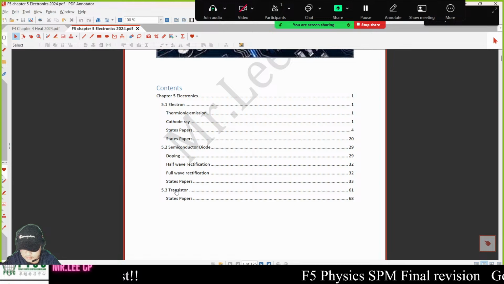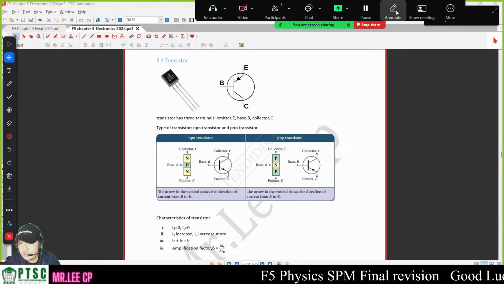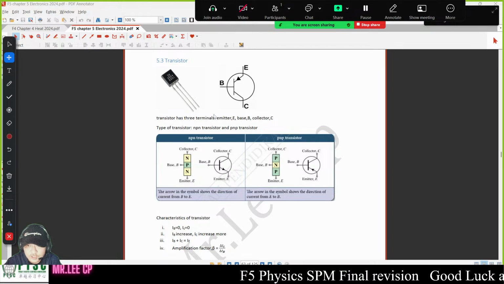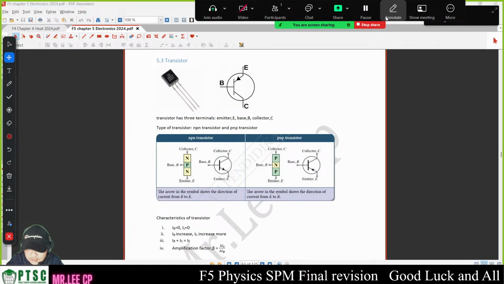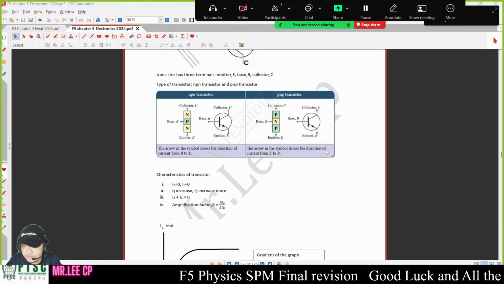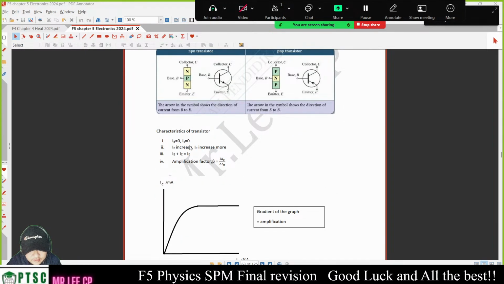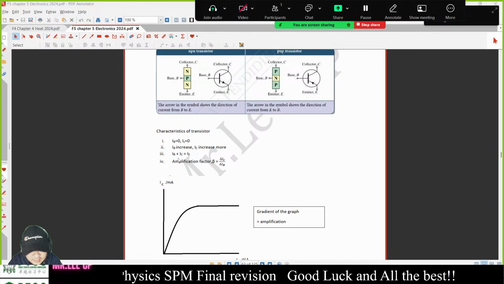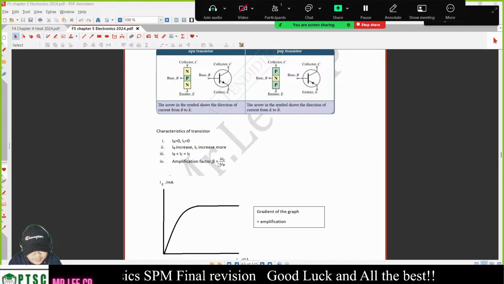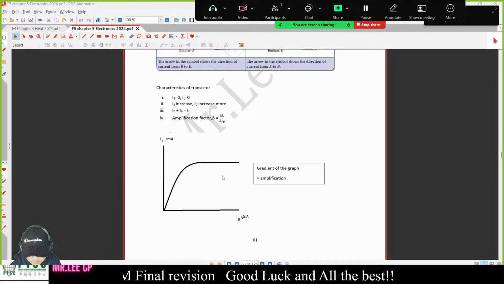Okay, so I just go through the transistor only. A transistor has 3 terminals: base terminal, emitter terminal, and collector terminal. This characteristic you need to know: IB 0, IC 0. IB increases, IC increases more. IB plus IC is also IE. Amplification factor is IC divided by IB. So the graph looks like this.